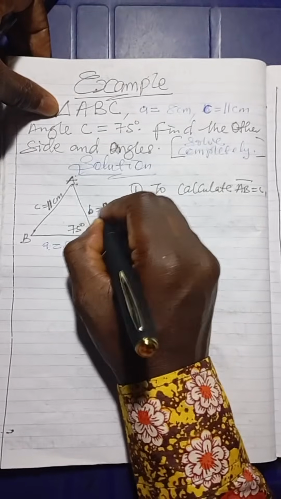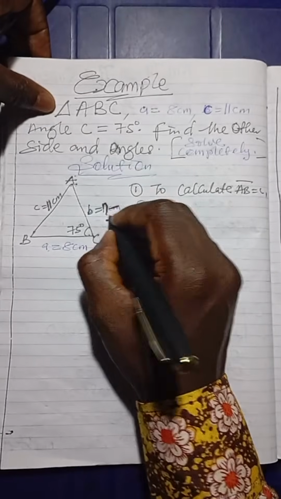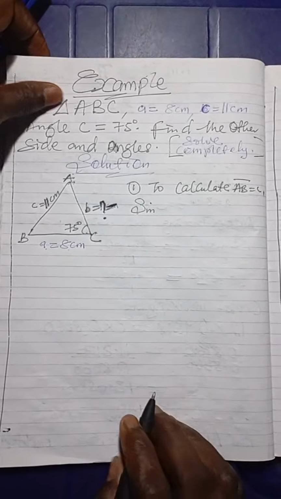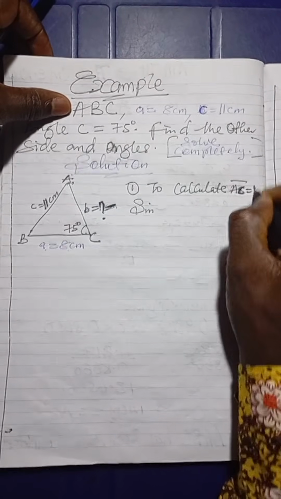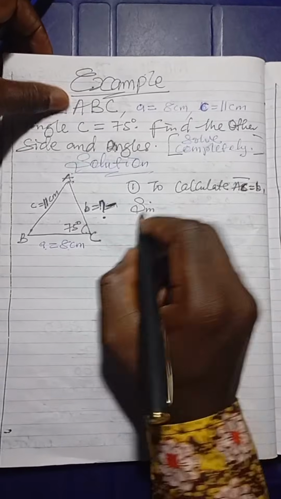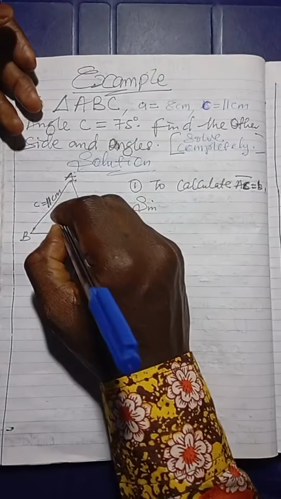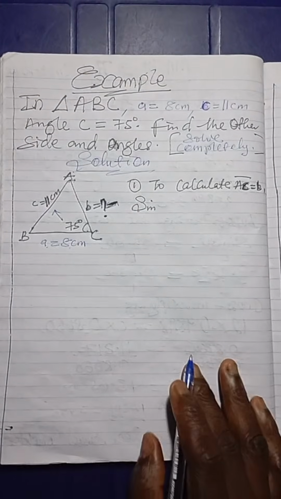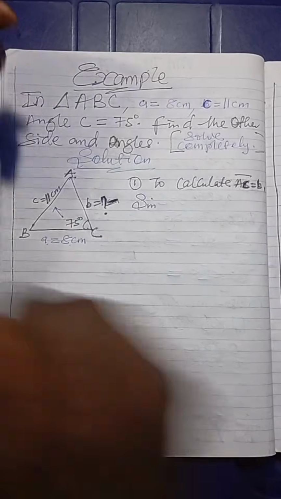We're required to find B, sorry. So B is dash. Alright. To calculate AC, which is our B, let's proceed. What we are going to do here is use the side that is complete, which is C. We are now going to use this C to equate to B.